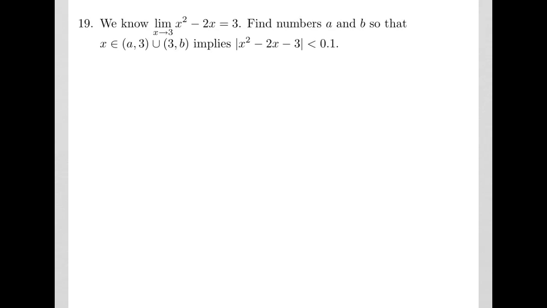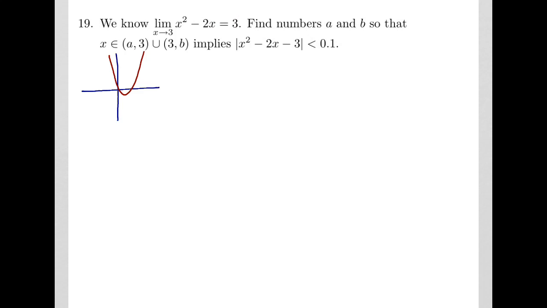Problem 19 asks us to find numbers a and b so that if x is in the interval from a to 3 or in the interval from 3 to b, that guarantees that the absolute value of x squared minus 2x minus 3 is less than 0.1. And so this is a problem related to limits because I'm interested in this limit as x goes to 3 of the function x squared minus 2x, which has a value of 3.